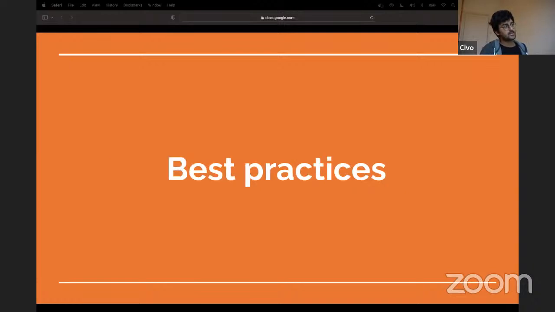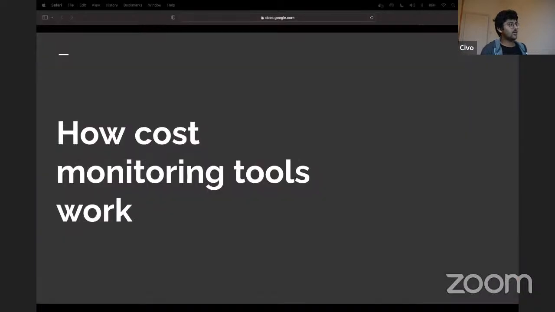So, best practices. Let's start with that. If you have any, feel free to comment, and I'm always open to learning new things. The first one: think about how cost monitoring tools work. Essentially, a cost monitoring tool is like a translator between resource consumption and cost. An example: if a pod consumes 50% of a node in an hour, it will cost 50% of that node's cost.